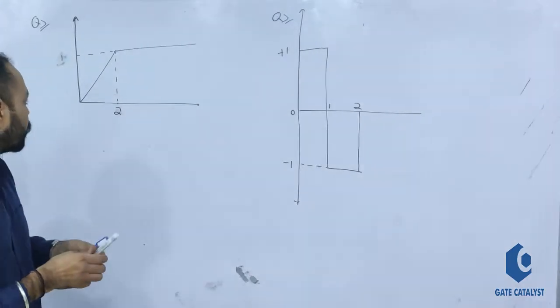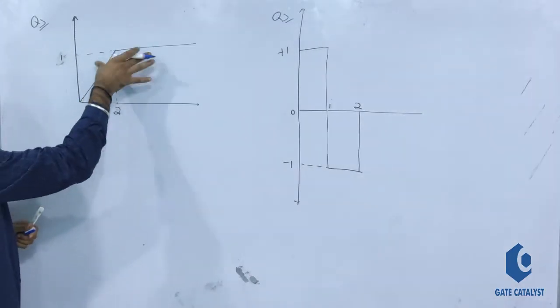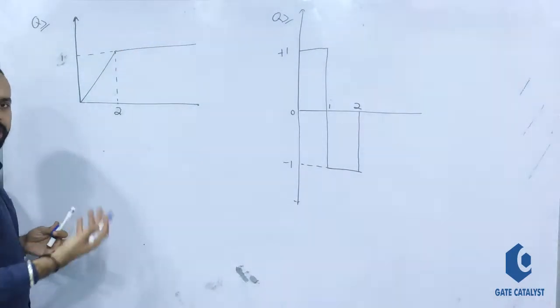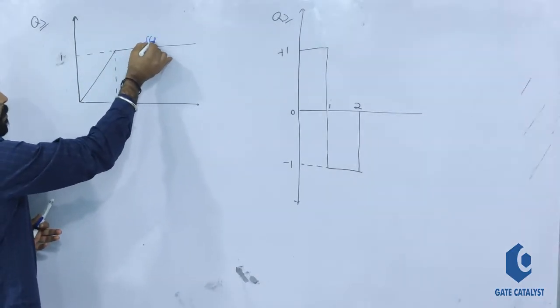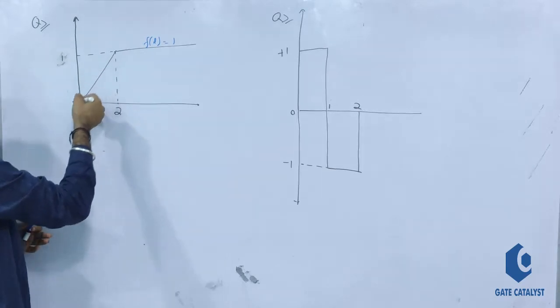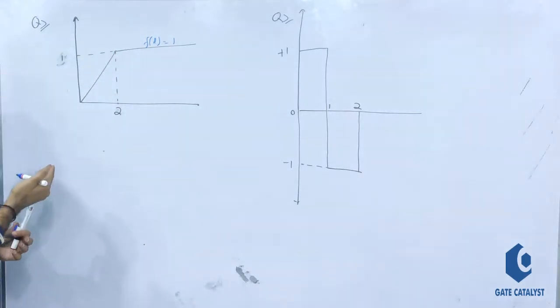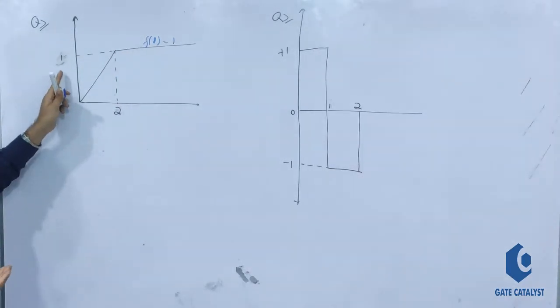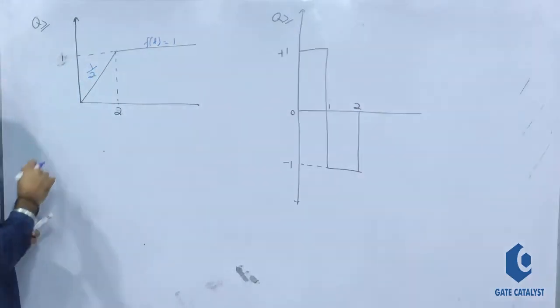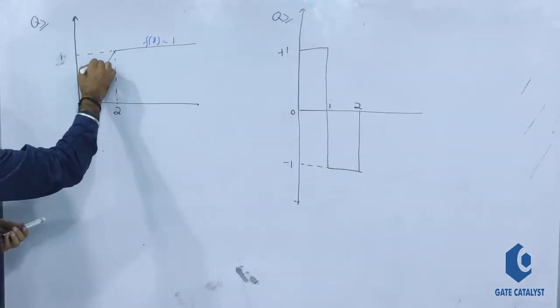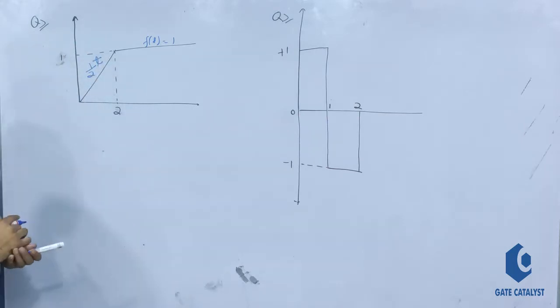First of all, you find the equation of these two lines. Definitely these two lines have different equations. What is the equation of this line? f(t) is equal to 1. What is the equation of this line? It is a straight line, right? Passing through the origin, having slope y by x. So slope is 1 by 2. Okay. So what is the equation? 1 by 2 into t.